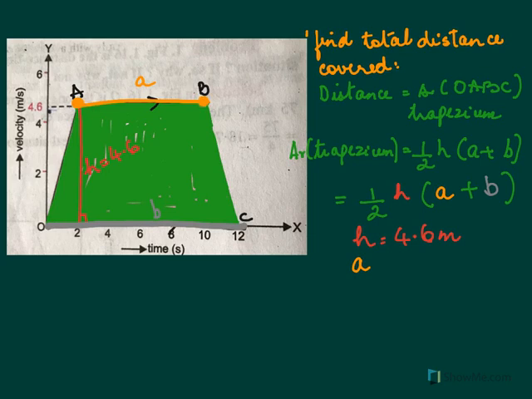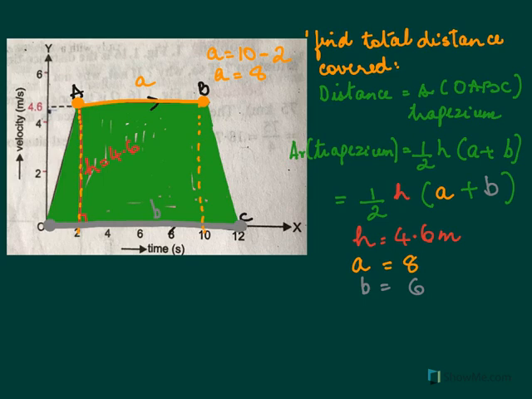To find a, we have to do this: see, this is 10 here, and this is 2, so 10 minus 2. So a is 8. To find b, b will be from this point to this point, and that is 6. So b is equal to 6.